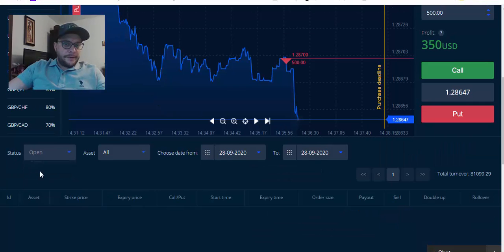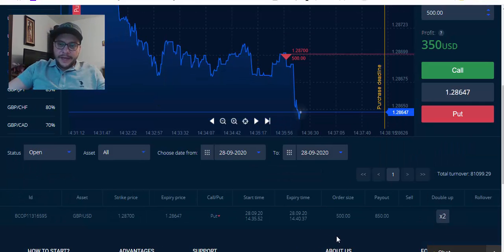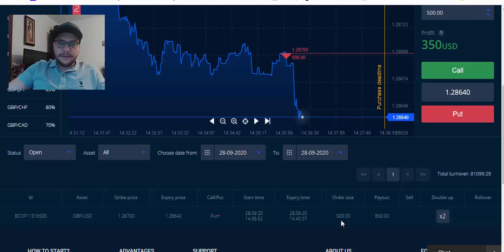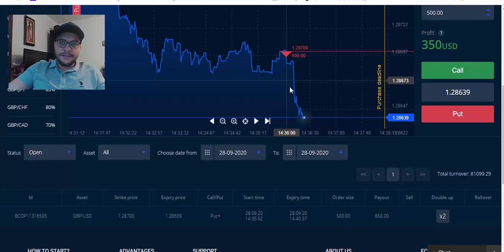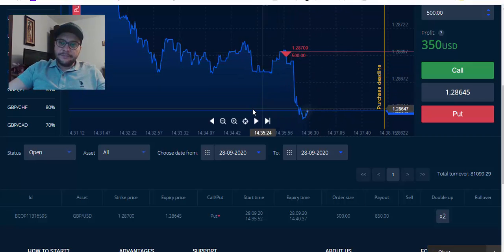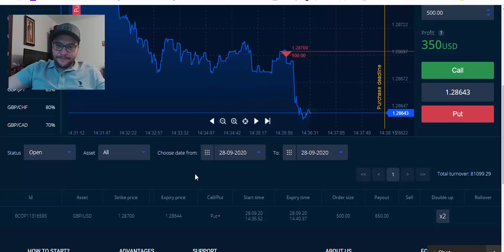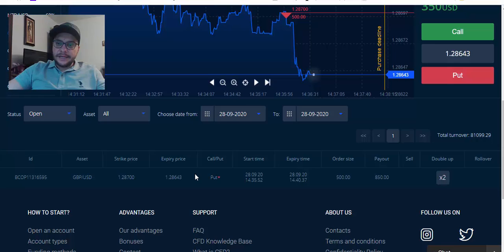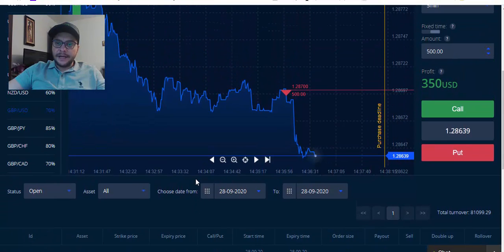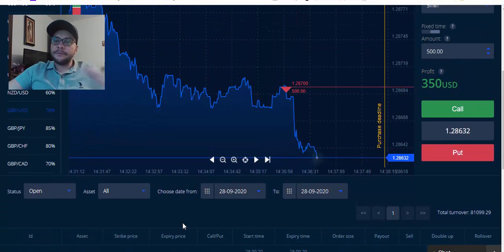All right. So we have it here. It's a $500. Okay, and now as you can see, it's going in a good direction. It was a sell, and at the end of the expiring time, we should be below this red line. So now we are in the money. So let's just wait to see what will happen until the end, until the expiration time.